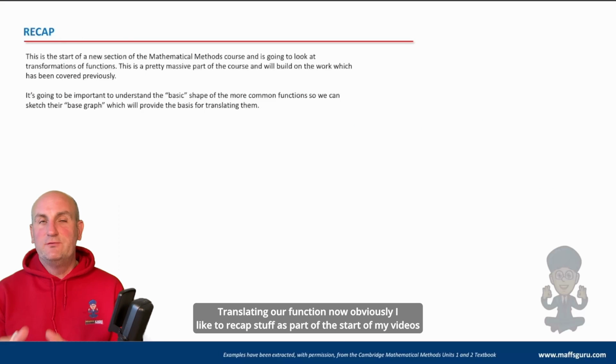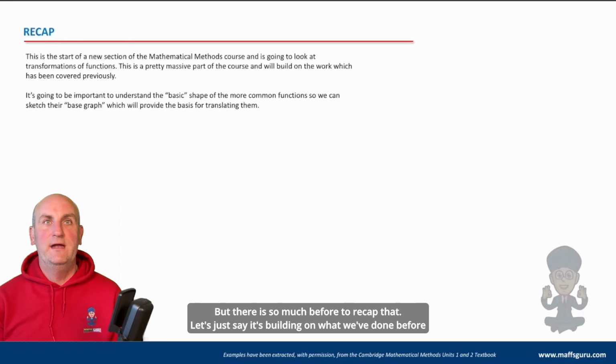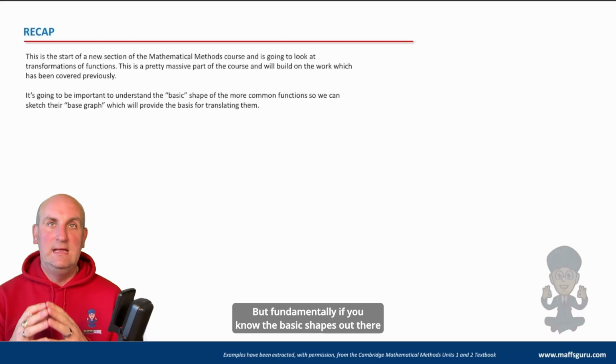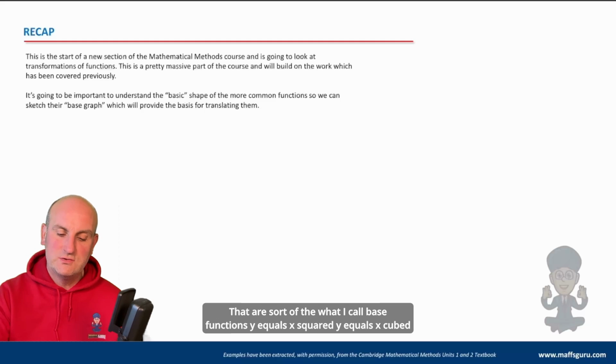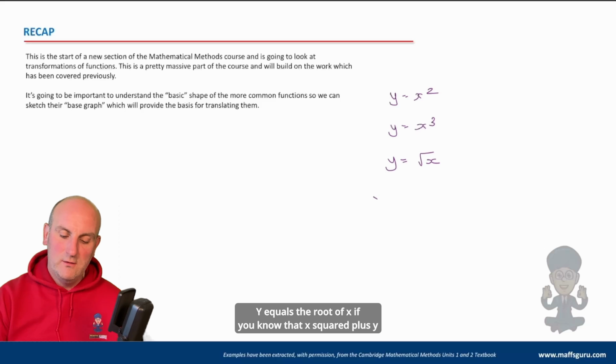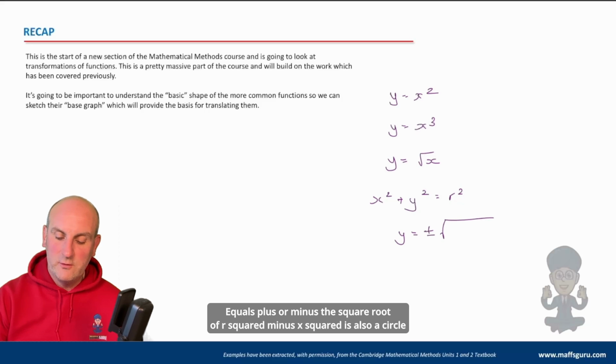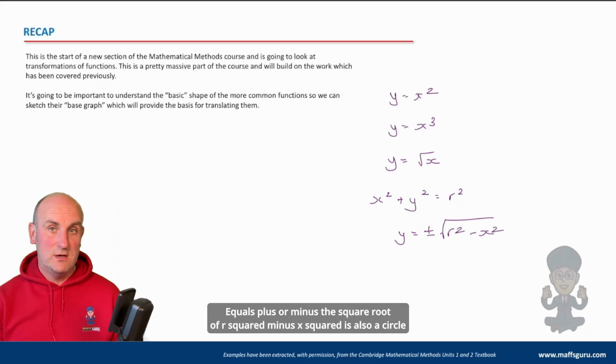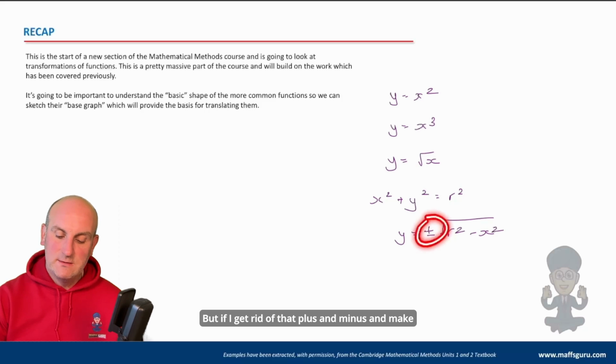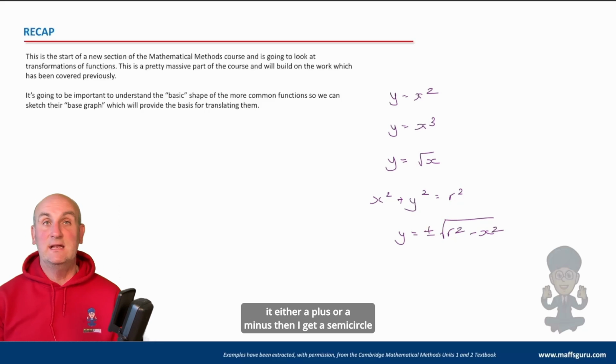Now, obviously, I like to recap stuff as part of the start of all my videos, but there is so much before to recap that let's just say it's building on what we've done before. But fundamentally, if you know the basic shapes out there that are what I call base functions, y equals x squared, y equals x cubed, y equals the root of x. If you know that x squared plus y squared equals r squared is a circle. If you know that y equals plus or minus the square root of r squared minus x squared is also a circle. But if I get rid of that plus and minus and make it either a plus or a minus, then I get a semicircle.